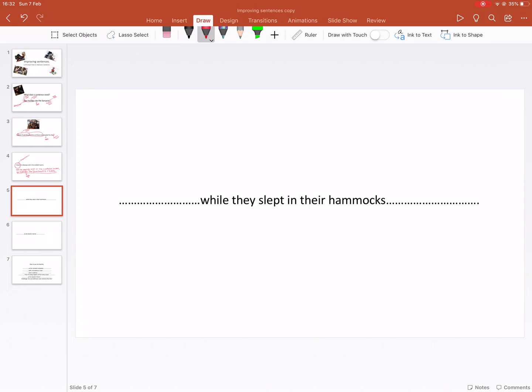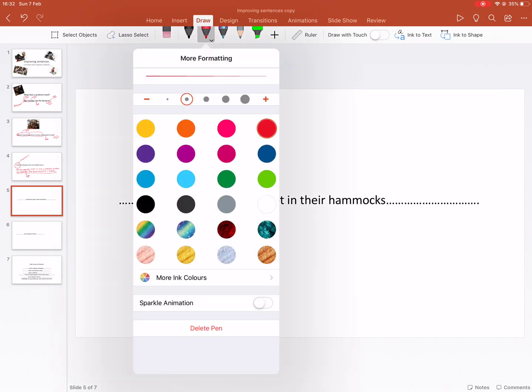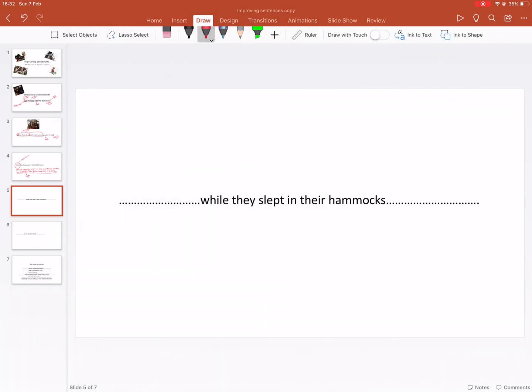While they slept in their hammocks. Well, we need something to go before it. Who slept in their hammocks? And where were they? And there's me going back to the where, when, why thing. Okay, so we're going to see if we can add on to this middle part of the sentence. So let's get my pen out again. So, okay, could we put?